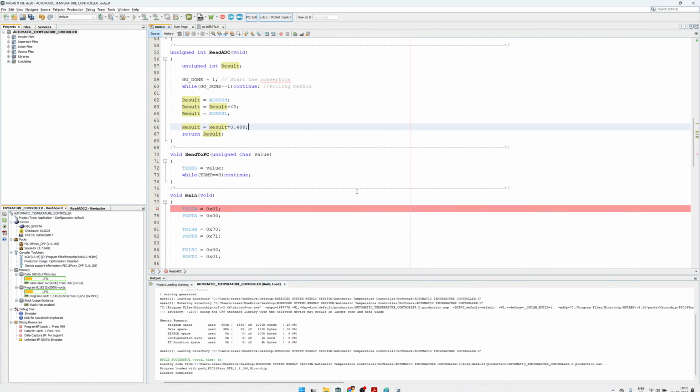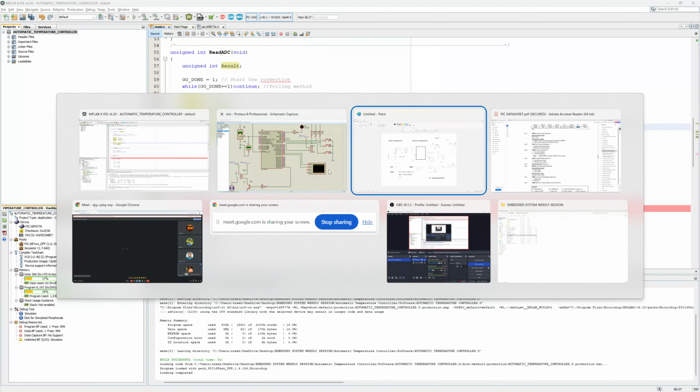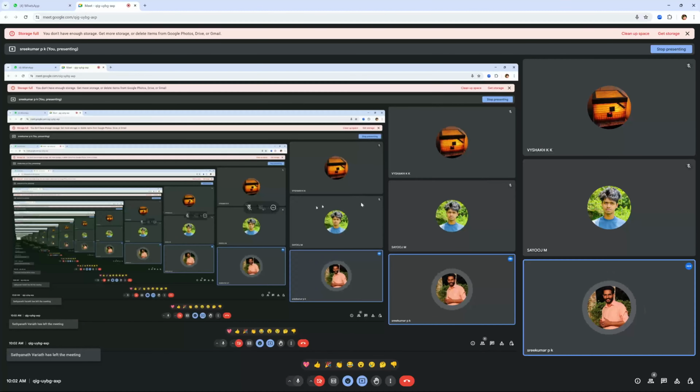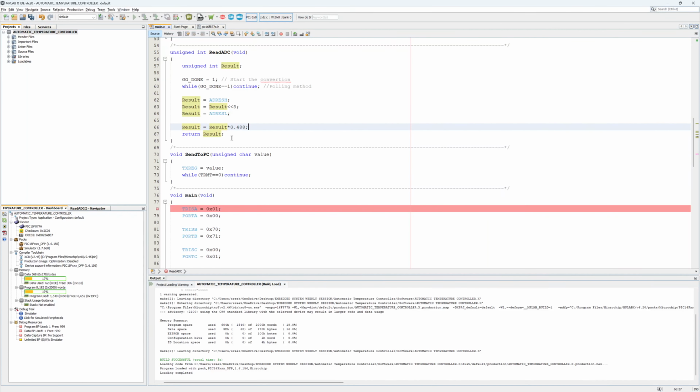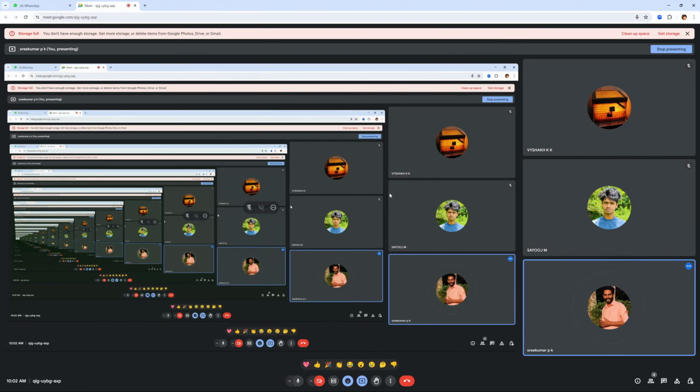It's already 10 o'clock. We can wind up for today. Next class we will complete that ADC discussion with the help of this UART communication. So see you next week. We finished UART interfacing. See you then. Bye bye.